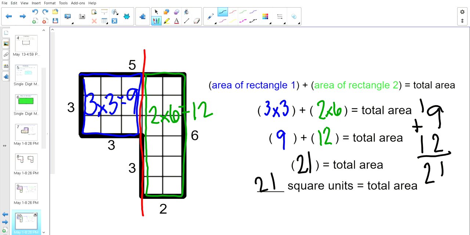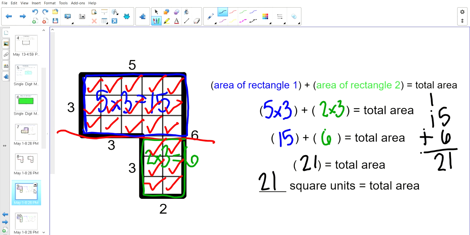You may have realized that 21 square units is the exact same total area we found when we solved this rectilinear figure problem by decomposing it a different way. Let's go back and look. Here we decomposed the same problem horizontally, and our total area was still 21 square units.